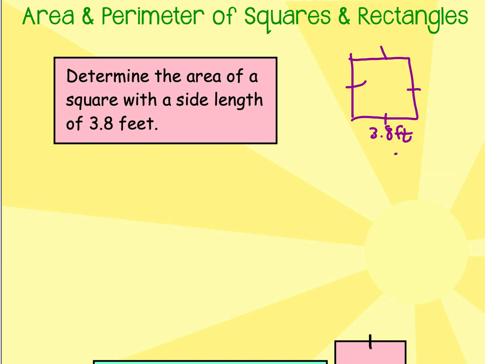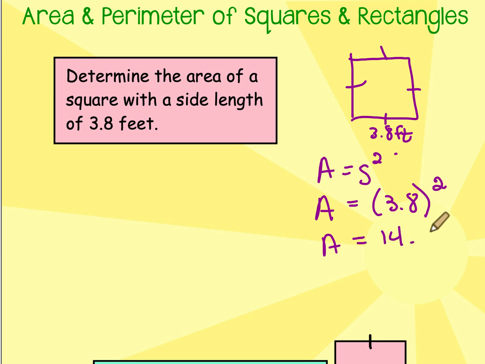Okay, so what is our formula? Area is side squared. I substitute, side squared. I evaluate. That means do the math. I get 14 44/100ths, and now I need to go ahead and use my units. It's feet, but because it's area, it's units squared.